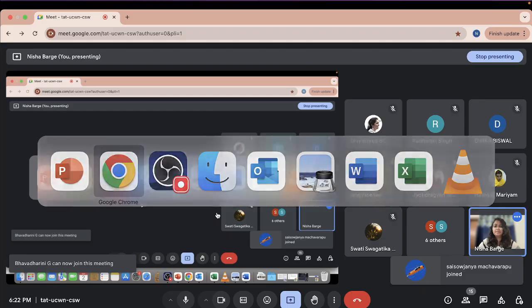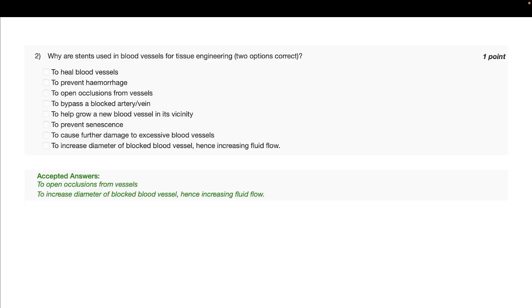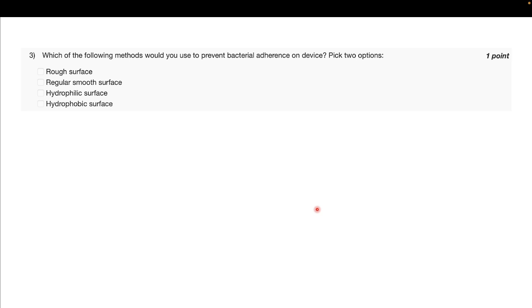Yes. Thank you. Okay, then I'll move towards the next question. Next is, which of the following methods would you use to prevent bacterial adherence on device? We have to pick two correct options. I'll wait for you to respond if anybody is interested.